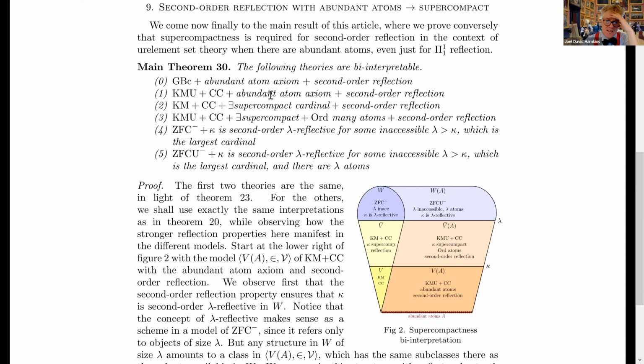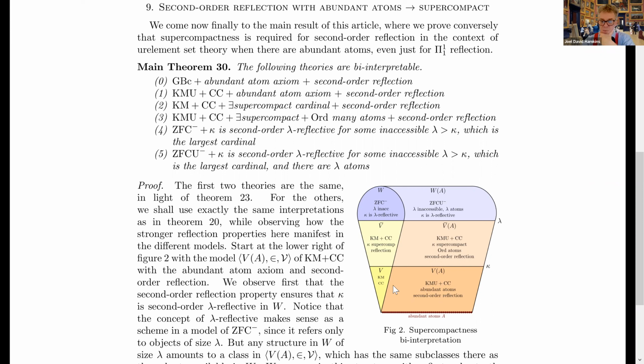And the interesting thing is now we're making it bi-interpretable with the pure set theory, KM plus CC plus a supercompact cardinal plus second order reflection. We could drop this CC because second order reflection implies CC. And so we could put GBC plus supercompact plus second order reflection. And the proof is using the same interpretation that we had before. It's the same picture.